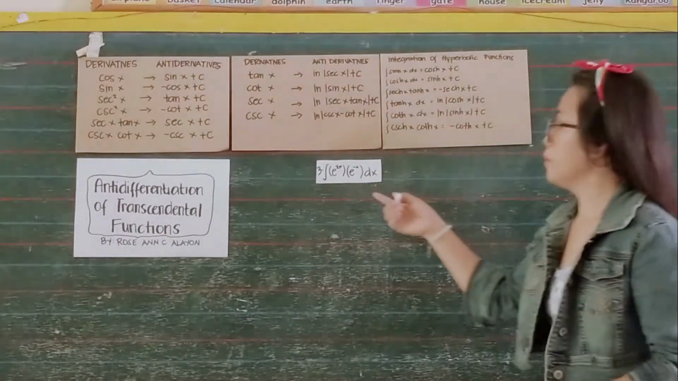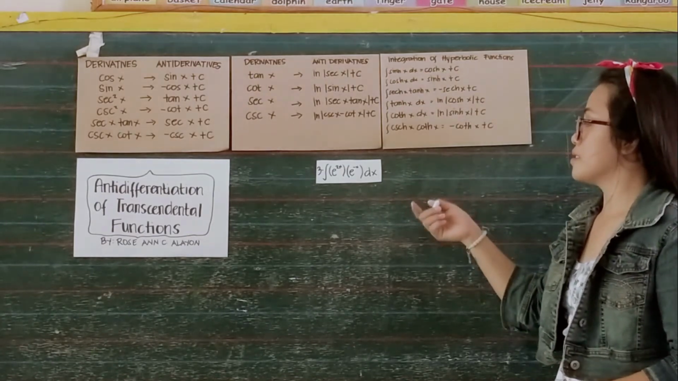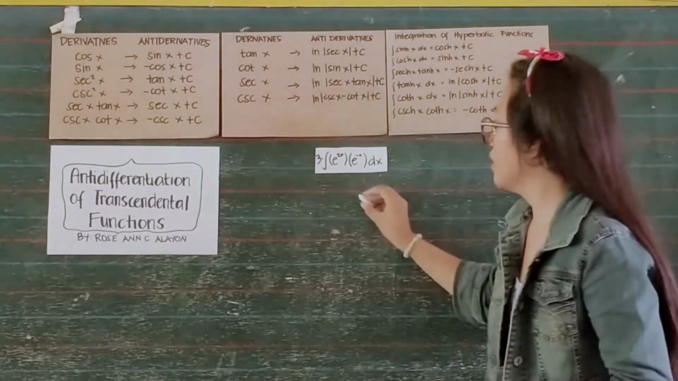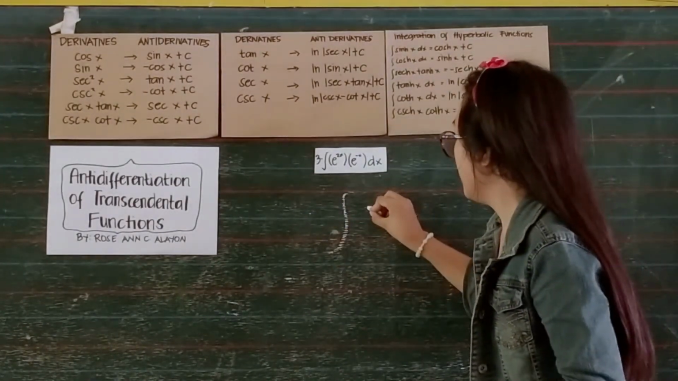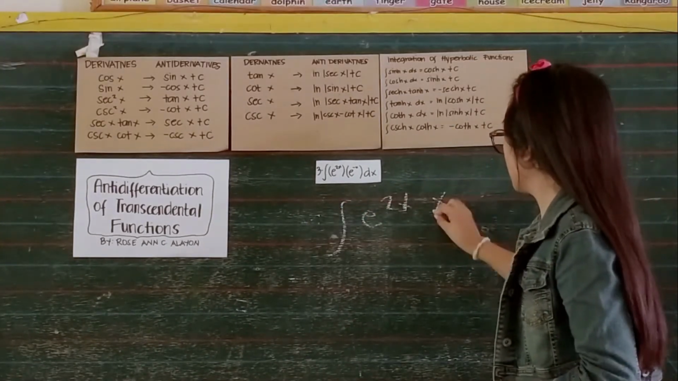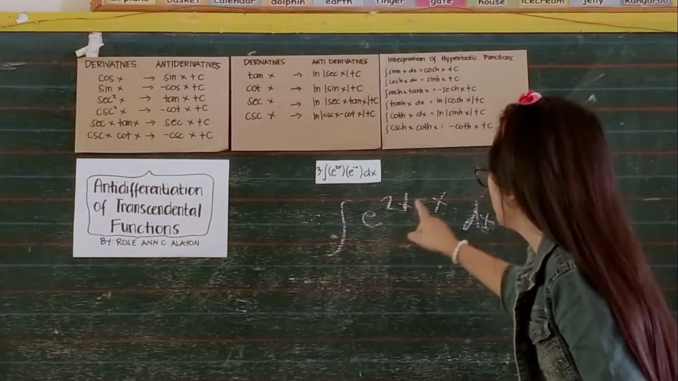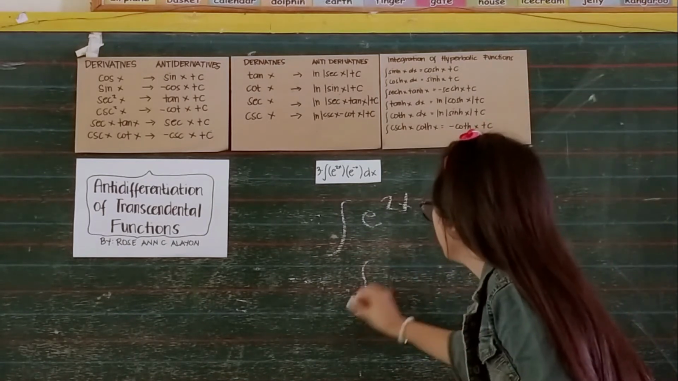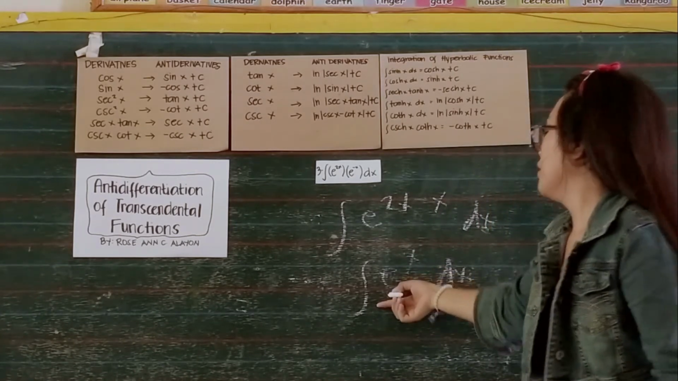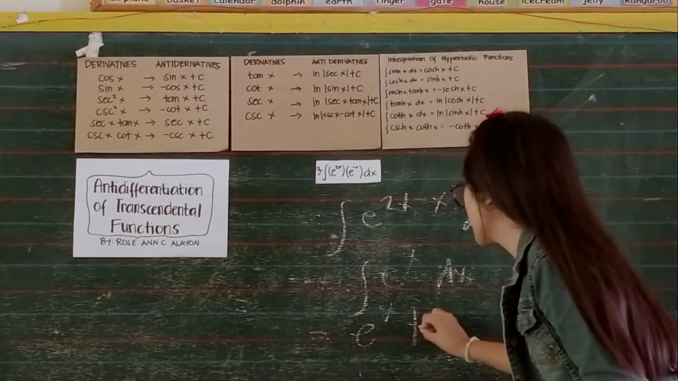So sample problem number 3, the antiderivative of e to the power of 2x times e to the power of negative x dx. So it is equal to the antiderivative of e to the power of 2x minus x dx. So we can solve this by subtraction of exponents. So the antiderivative of e to the power of x dx, and the antiderivative of e to the x is equal to e to the x plus c.